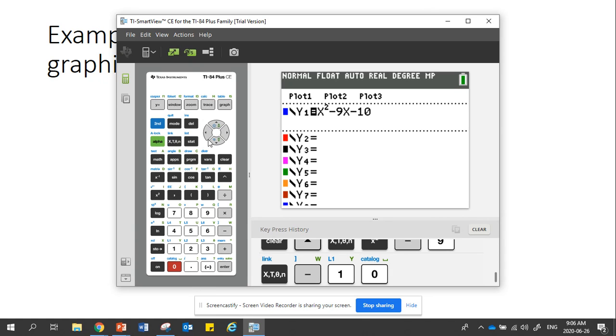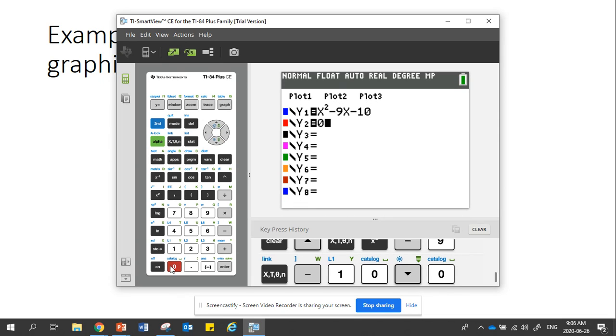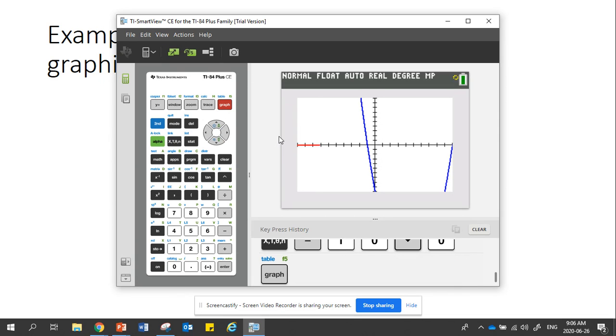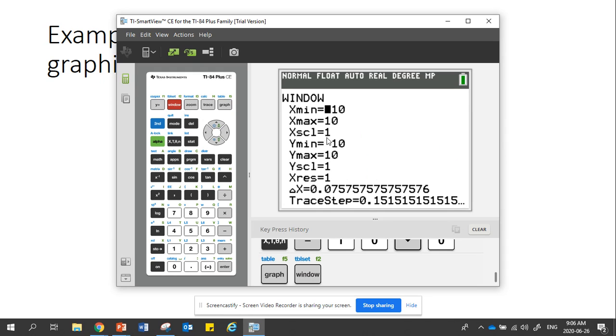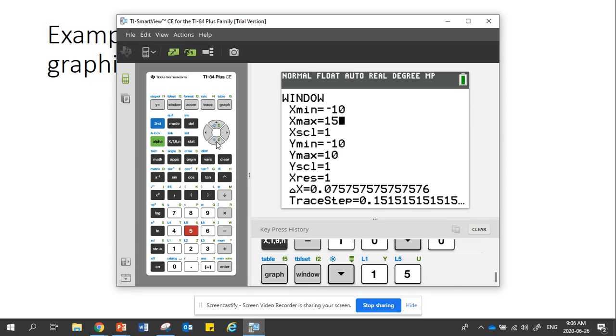There's my y1, and my y2 is y2 equals 0. Graph. Okay, so over here, I can't quite see this second intersection. It looks like it's going to be exactly x equals 10, but I'm just going to expand my window just a little bit. So I'm going to make my x max a bit bigger. I'm going to go 15.